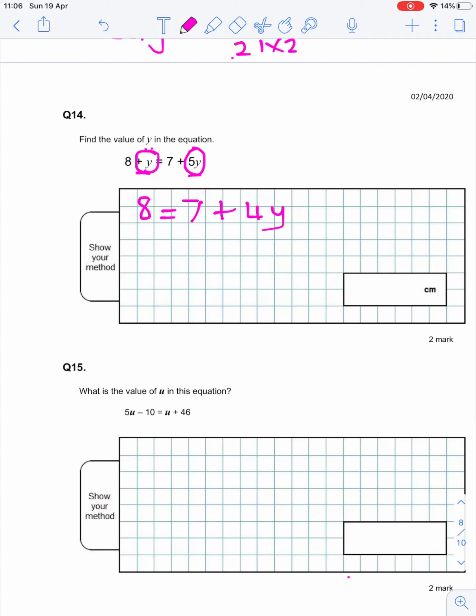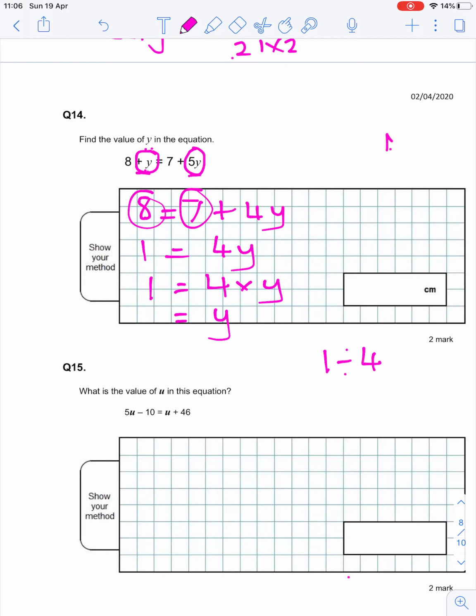Okay, now I want the y's on their own over here. So next thing I need to do is take this 7 away. So take the 7 away from both sides. So take the 7 away from that side, I'm just left with 4y. Take 7 away from this side, and I'm left with 1. So 1 equals 4 times y. If I just want what y equals, I need to do 1 divided by 4.